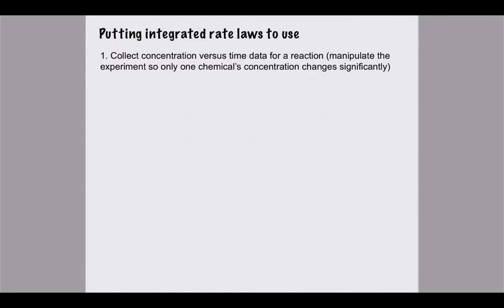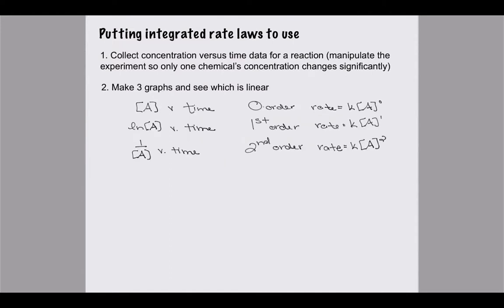Once you have done that, you're going to collect that data and make 3 graphs, and see which one is the most linear. If concentration versus time is the most linear, you have a zero order reaction, and you can write your rate law as rate equals k times the concentration of A to the 0. If natural log of A versus time is the most linear, it's a first order reaction. And if 1 over concentration versus time is the most linear, it's a second order reaction. So you're just going to look and see what is the most linear.